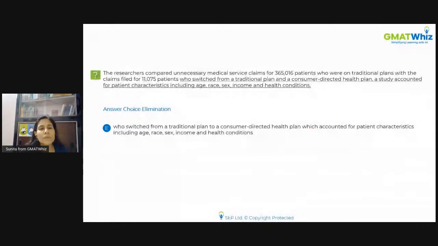E, who switched from a traditional plan to a consumer-directed health plan, which accounted for. Now, here, the which is modifying the nearest noun, consumer-directed health plan. This is not per the intended meaning, guys. The intended meaning is that it is a study that accounted for patient characteristics. And here you are saying the consumer-directed health plan accounted for patient characteristics. So clearly, E is not the correct answer.